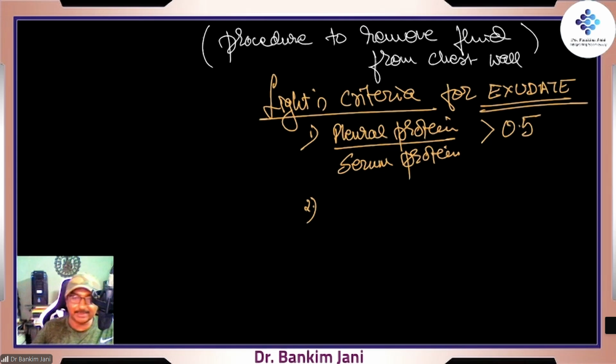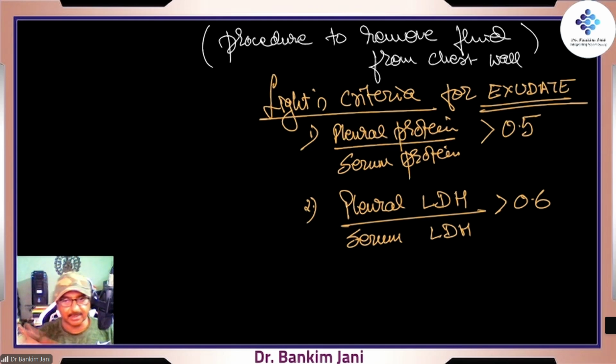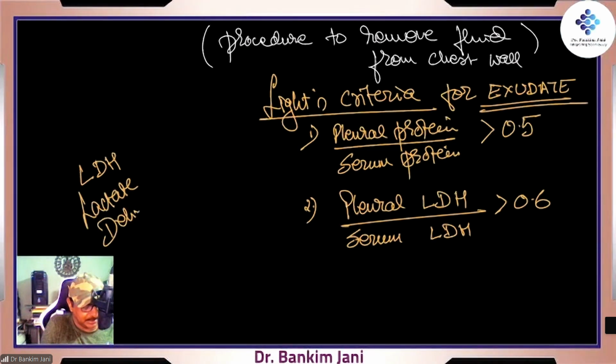There is another on which we can speak for another 2 hours. That is what is called as the LDH, lactate dehydrogenase. So this would be another report. It's called as LDH, pleural LDH upon serum LDH. So if it is more than 0.6, then also it is considered bad. LDH stands for lactate dehydrogenase.